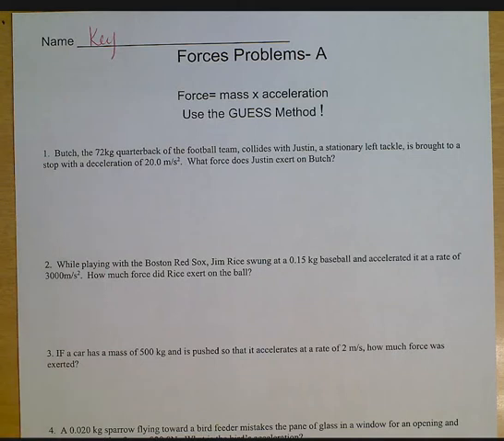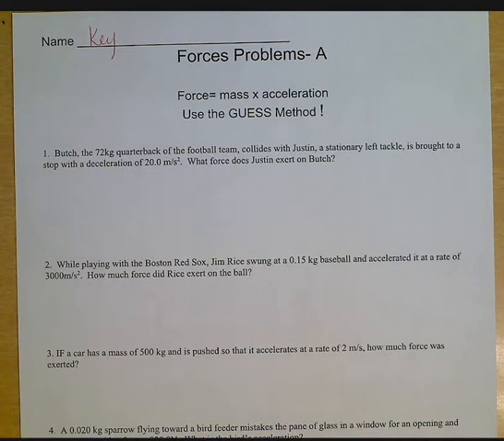Today we're going to work on forces problem A. At the top of the sheet they give you the equation, which is force equals mass times acceleration. We want to remind you to use the GUESS method. G stands for your given, U stands for the unknown, E stands for the equation, S stands for substitution, and the last S stands for you're going to solve.